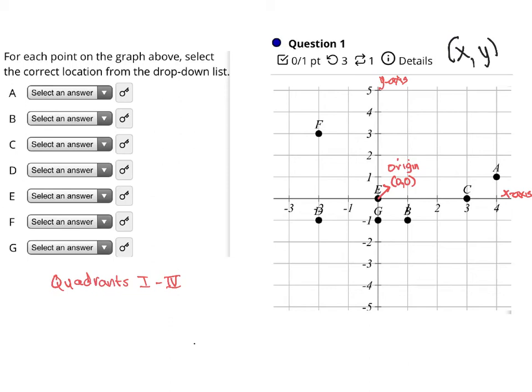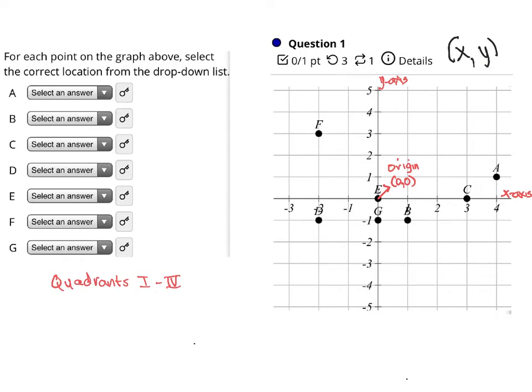With this graph, we have a couple things we need to know. This horizontal line is called the x-axis. This vertical line is called the y-axis. Where the lines intersect here is called the point of origin, and that's the ordered pair 0, 0. X is always listed first in your ordered pair, and then Y, so it's alphabetical order.